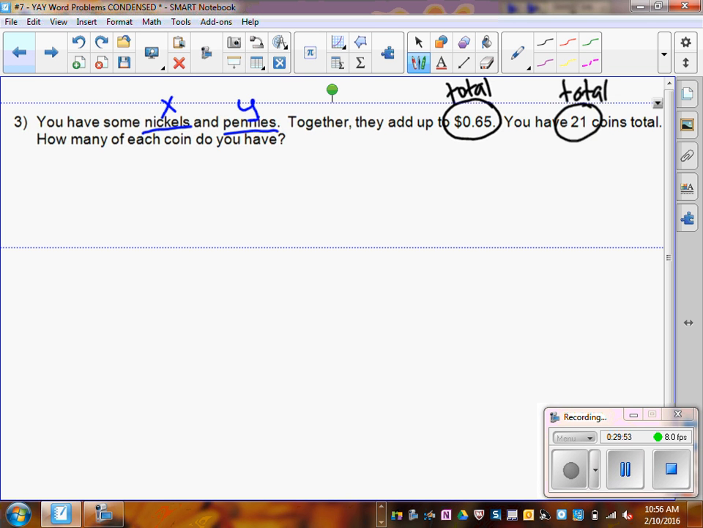Alright. So together they add up to 65 cents. So my total amount, total value, is 65 cents, right? So I'm going to write one equation talking about my value. So the total value of my coins is 65 cents. So how do I figure out the value? How much is each nickel worth? 5 cents, right? How much is each penny worth? 1 cent. So if I found out how much all my nickels were and add that to how much all my pennies were, that would be the total amount, right?